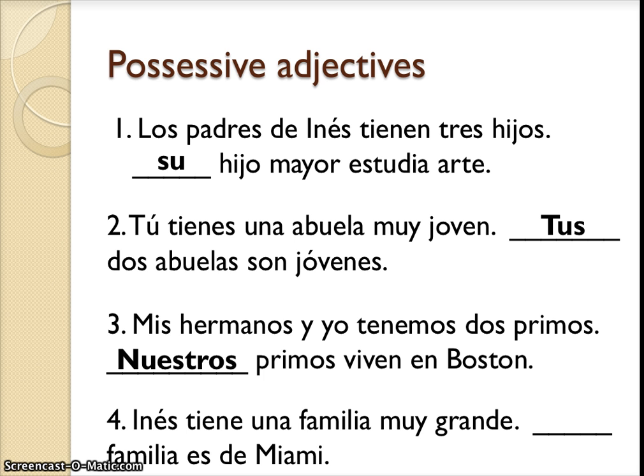Y finalmente, Inés tiene una familia muy grande. Blank familia es de Miami. Inés tiene una familia. Inés has a family muy grande. Has a very big family. Blank familia es de Miami. Her family is from Miami. So what are we going to put in the blank? Su.